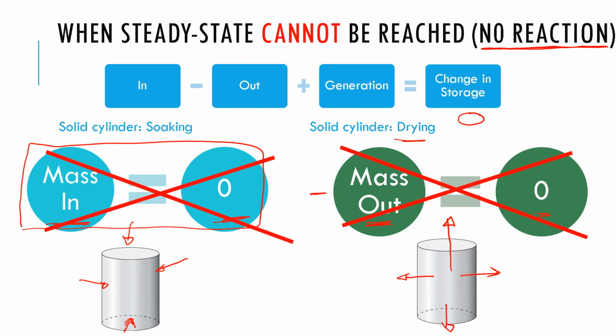Now notice, in both cases, this one as well as this one, they will reach the surrounding concentration eventually. This will be completely soaked and this will be completely dry when things will stop. That is a state we refer to as the equilibrium. We don't refer to that as steady state. Those are the equilibrium states that it reached.